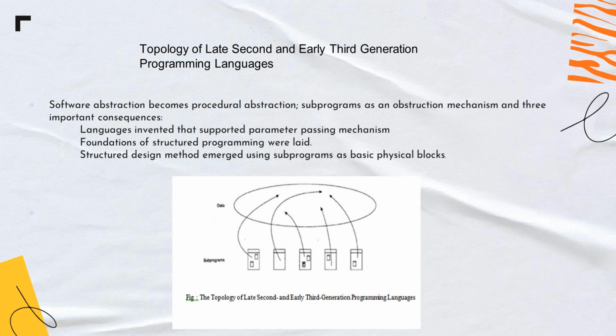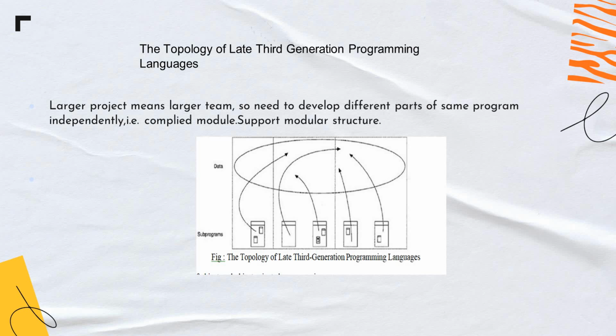Next, we will see the topology of late second and early third generation programming languages. Software abstraction becomes procedural abstraction. Subprograms as an abstraction mechanism had three important consequences. Languages were invented that supported parameter passing mechanisms. Foundations of structured programming were laid. Structured design methods emerged using subprograms as basic physical blocks. This is the topology diagram for late second and early third generation programming languages.